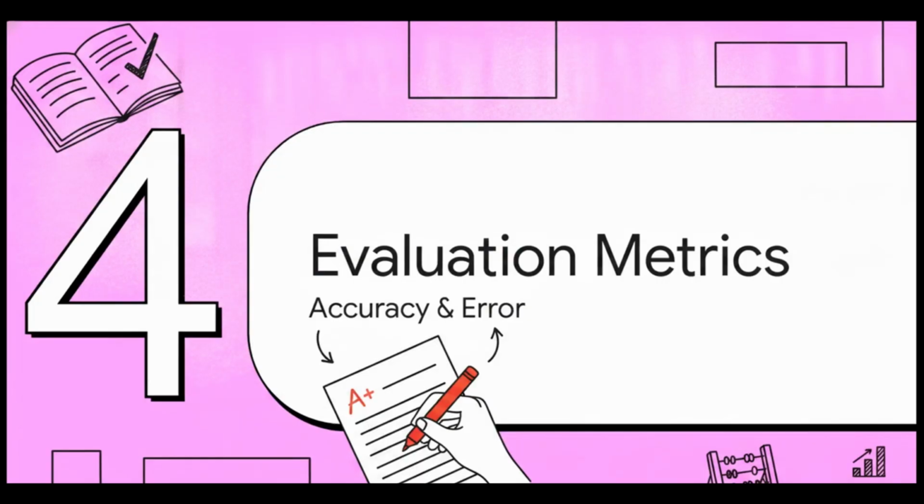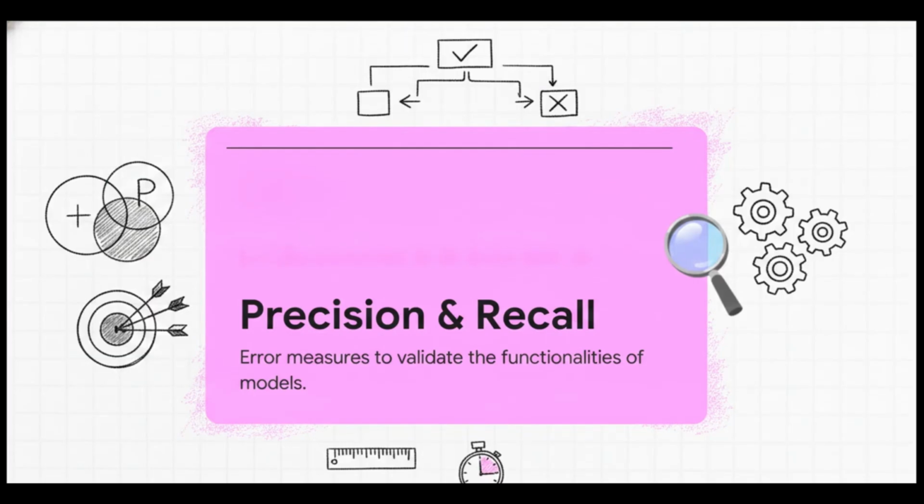Moving right along to Section 4, the report card, evaluation. This is where metrics like precision and recall come into play. These are specific error measures used to validate the functionalities of a model and to find its true accuracy. And why does this matter so much? Because rigorous evaluation ensures our digital student isn't just out there making lucky guesses.